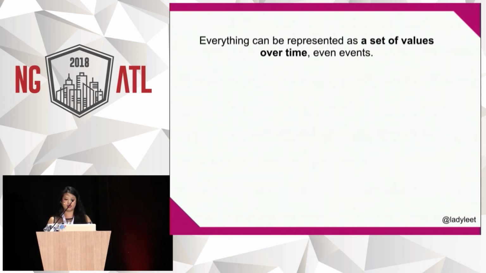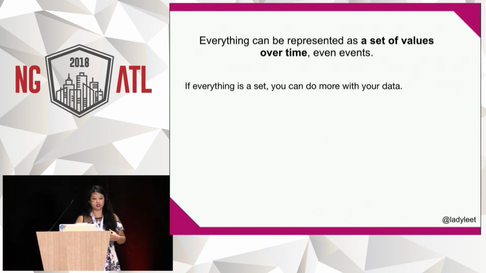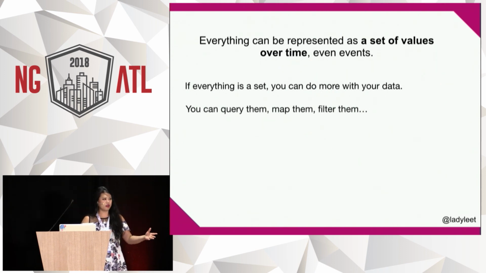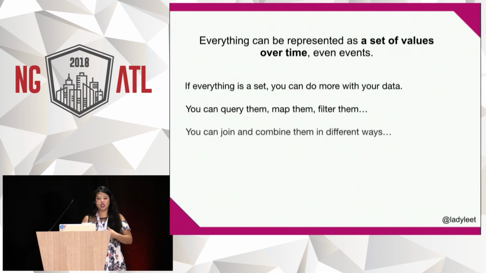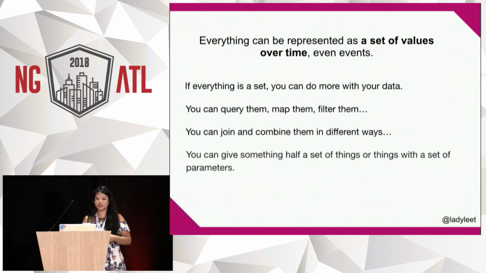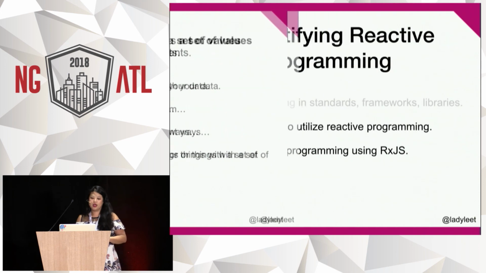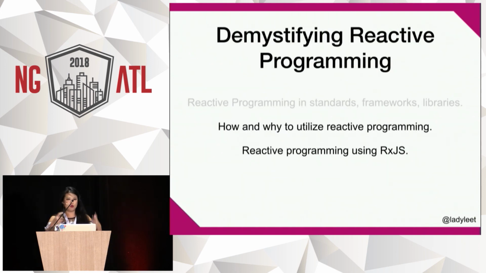When everything is a set of values, the idea of being able to do more with your data is pretty awesome. If everything is a set, you can query things, you can map them, you can filter them, you can join and combine them in different ways, you can give something half a set of things, you can get things with a set of parameters, right? If I just want all the rainbow Apple logos, I can get that. So once you start thinking about things as sets of values over time, then life is awesome.